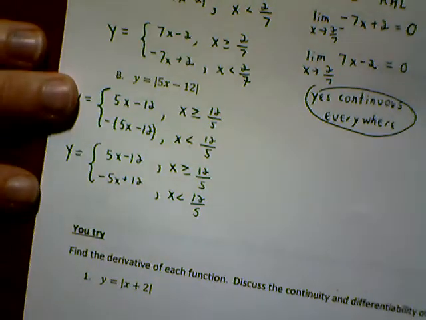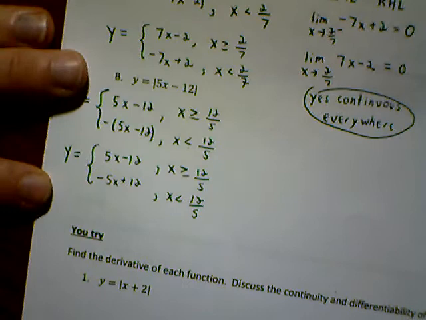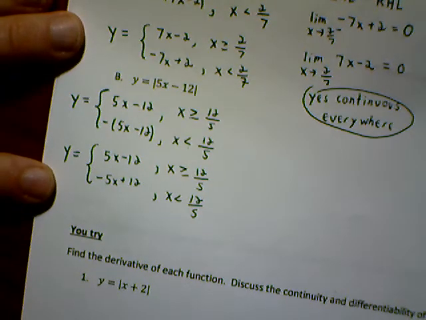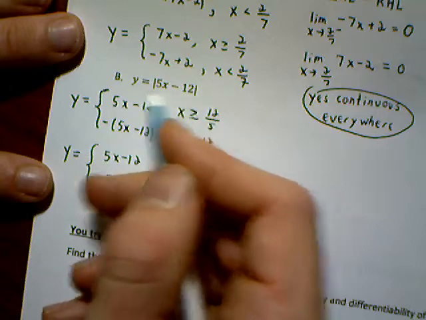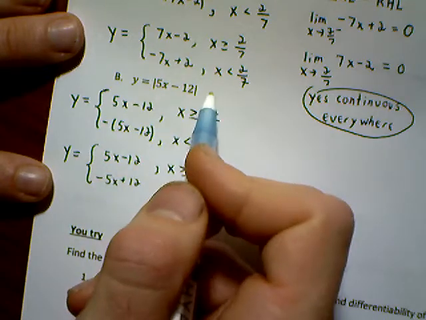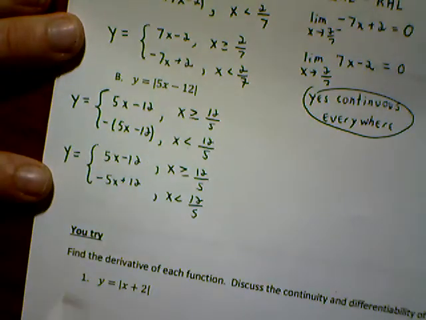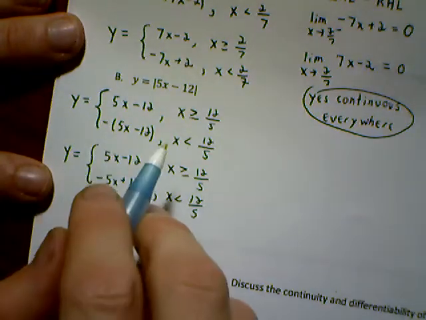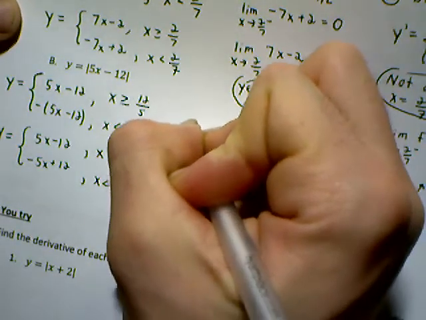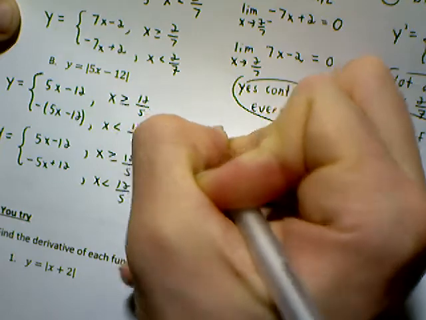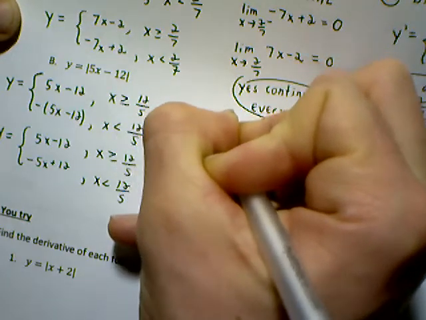So for the continuity, you can check the limits. It's going to be continuous everywhere because absolute value functions are continuous everywhere. We're not dividing by anything. There's no square roots. It's going to be continuous everywhere, and we could check the left-hand and right-hand limit even if you want to, for the continuity.